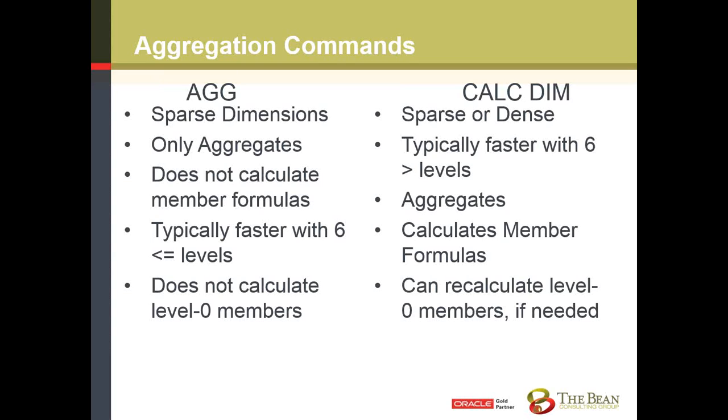Conversely, the calcdim can work on either a sparse or a dense dimension. It tends to be faster when you have more than 6 levels within the dimension that you're calculating. It will both aggregate and calculate member formulas, and it can recalculate level 0 members if needed as well.